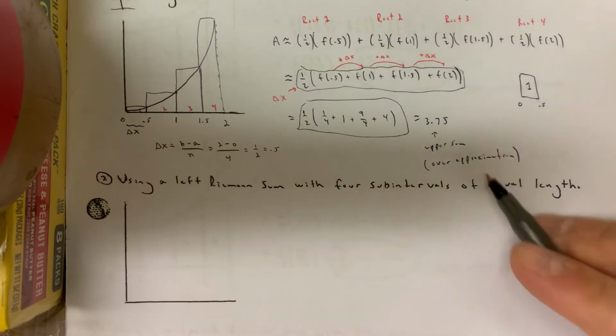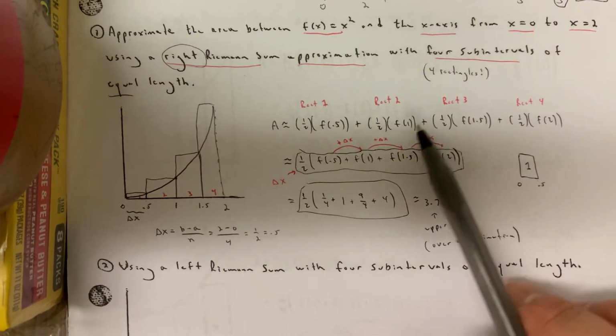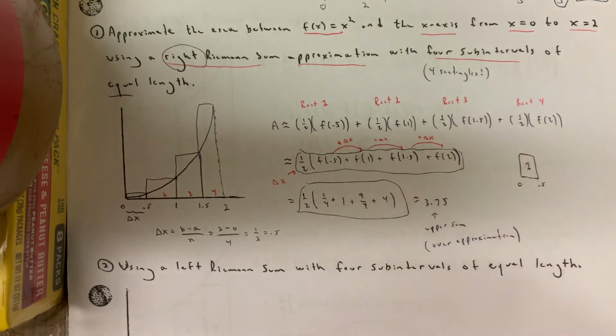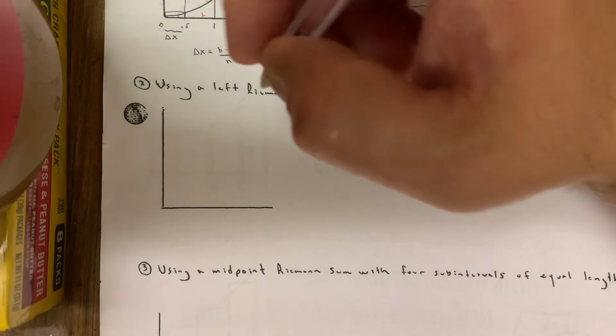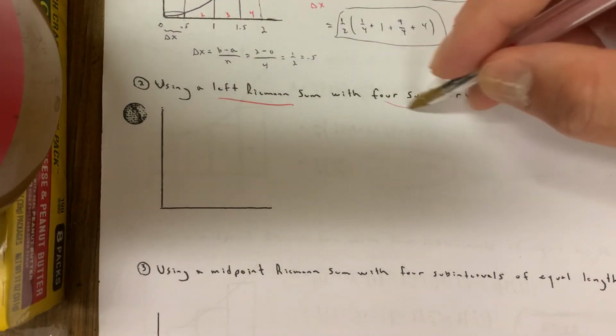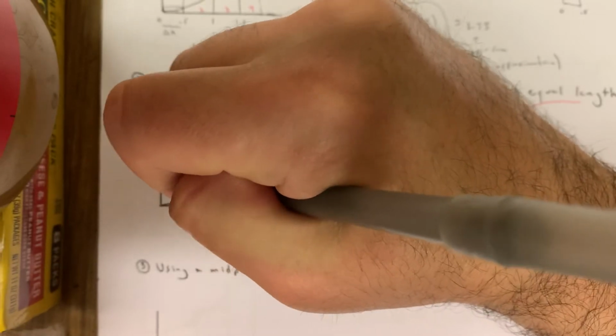Okay, so an upper sum, something known as an over approximation. And that's it. I know it looks crazy, but you can see when we do the next problem over here, it's a lot easier to do. Same region, okay, but now we're going to use a left Riemann sum expansion. And it's still 4 subintervals of equal length. If they're equal length, you could always set up the expansion.